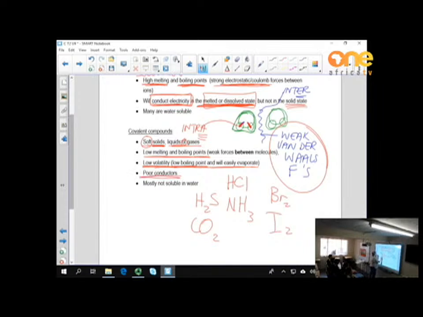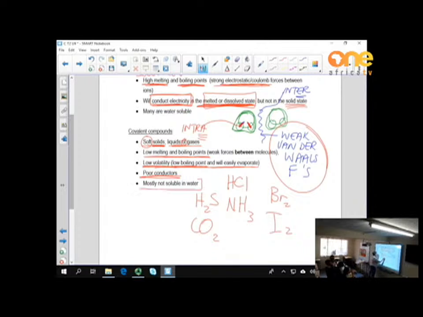They do not conduct electricity. Okay. Why don't they conduct electricity? What is electricity? Current. Moving? Charge. Are there any charges that can move? No. All right. So there are no charged particles, so it cannot conduct electricity.